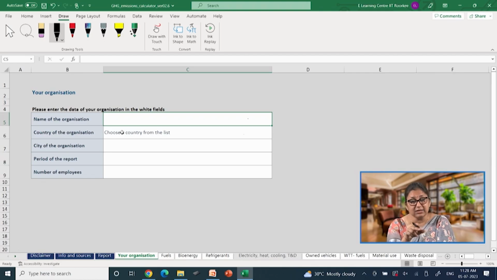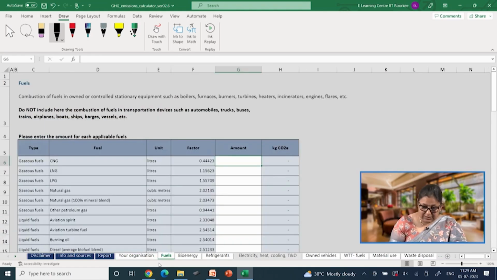In case the country specific emission factors are not available, then the default emission factors that are given by UNFCCC and IPCC are put in. For countries where specific emission factors for that particular activity are available, then those emission factors are used. Now, here we are clearly mentioning the number of employees. Now, let us look at some of the tabs that are there.